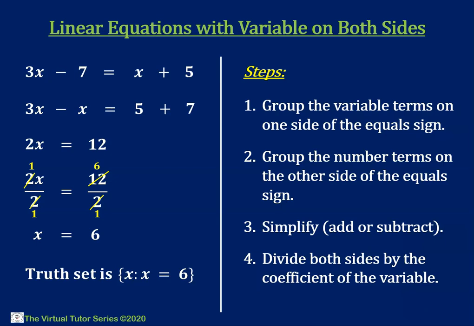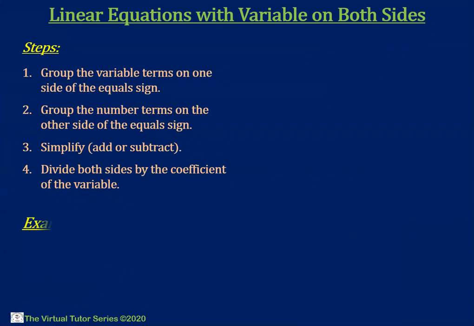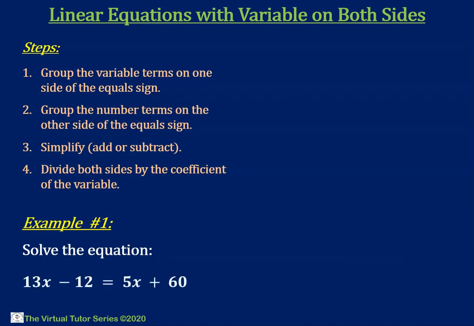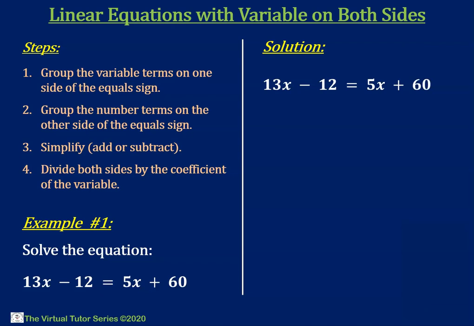Here are a few examples. Example number 1. Solve the equation 13x minus 12 is equal to 5x plus 60. Solution. We have the equation 13x minus 12 is equal to 5x plus 60.